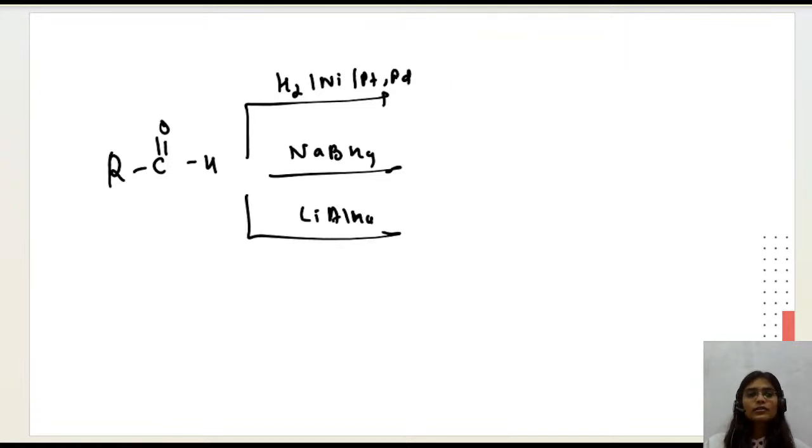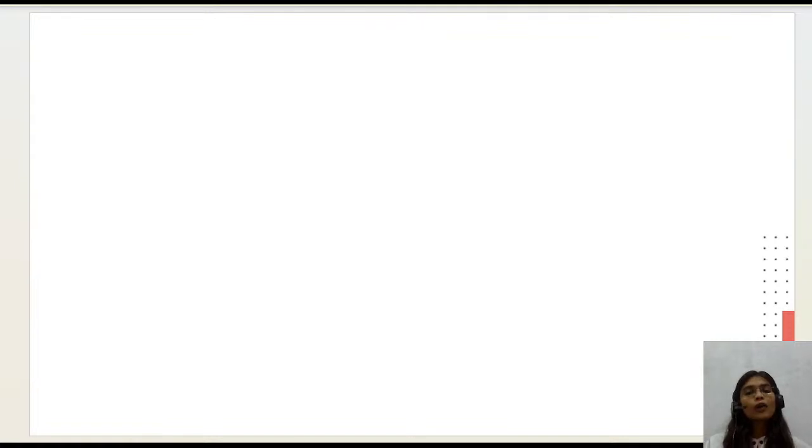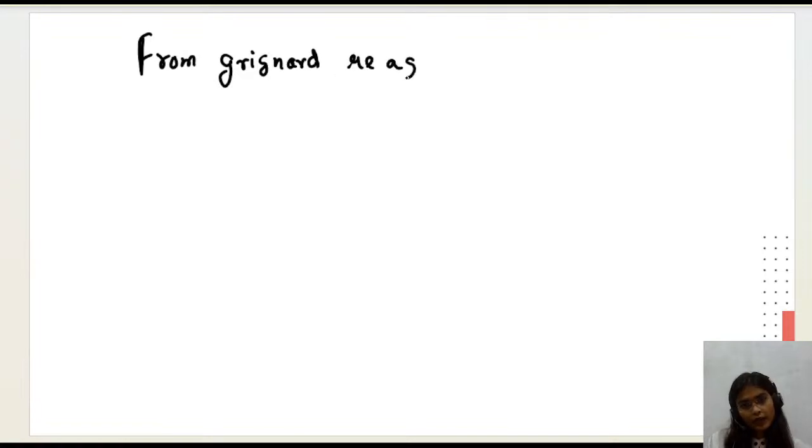Now in today's class, the topic of discussion is how to prepare simple alcohol from the Grignard reagent. Okay, so Grignard reagent is the key point. Just write in a bracket, it's really, really important: in this case, we are getting one extra carbon bonded to the alcohol.